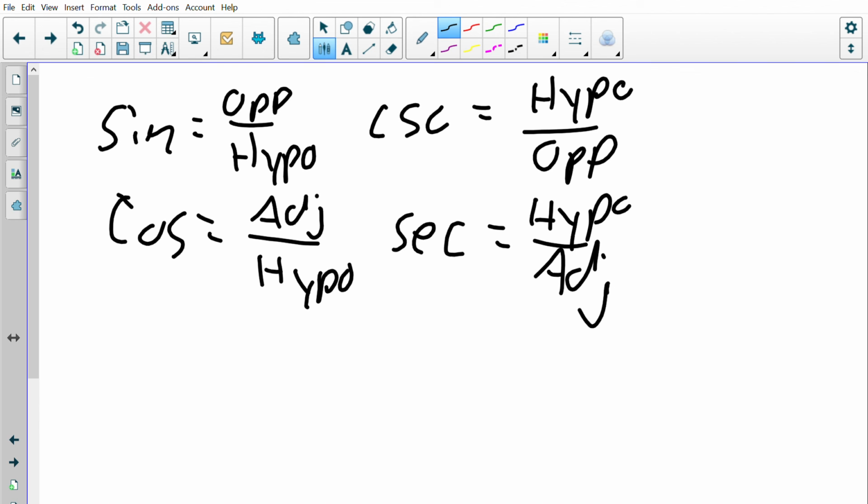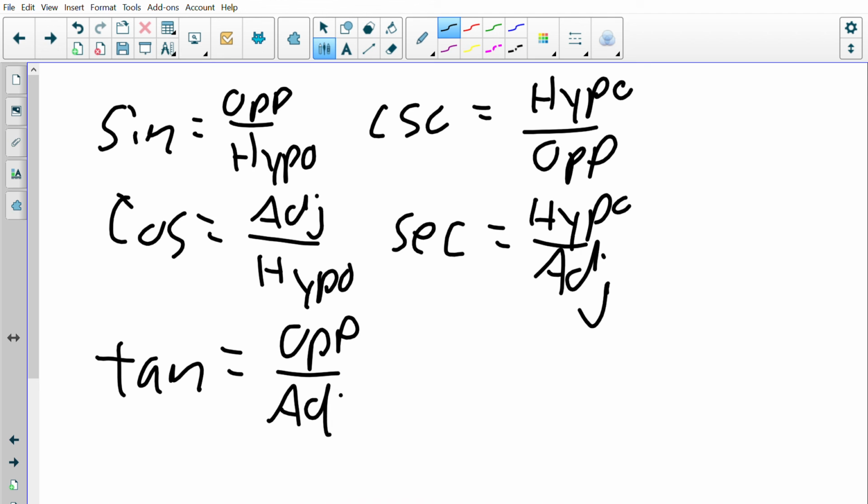Okay? The biggest mistake I have high schoolers make is they say sine and secant, those are similar, so they must go together. No, it's opposite because we're flipping the fraction. So cosine and cosecant do not go together. Sine and cosecant go together, and cosine and secant go together. Okay? And then tangent is opposite over adjacent. And then we have cotangent, which is adjacent divided by opposite.